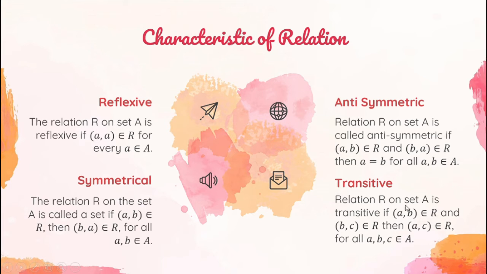Relation R on set A is transitive if (a, b) is an element of R and (b, c) is an element of R, then (a, c) will be an element of R, for all a, b, c elements of A.